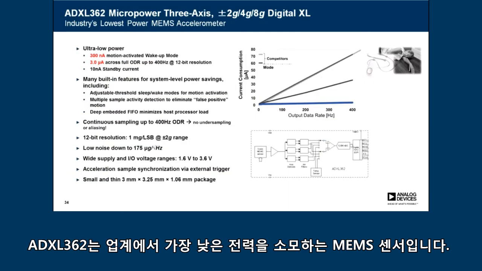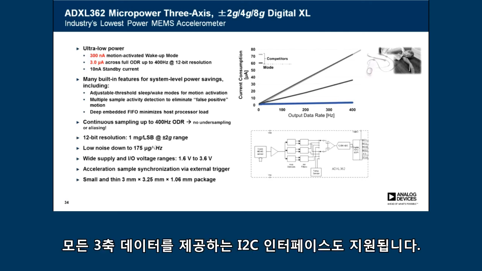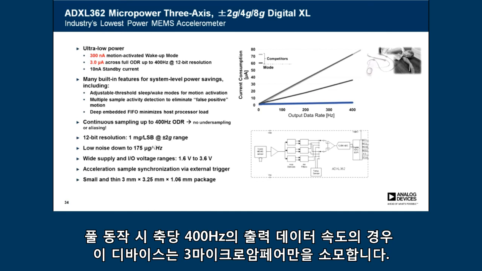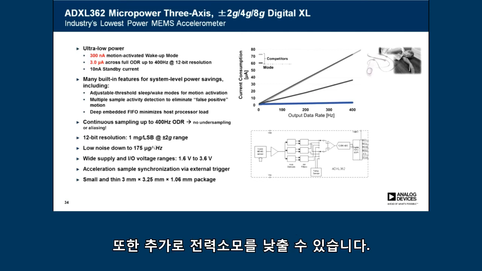The ADXL362 is the lowest power-consuming MEMS sensor in the industry. That device is a 3-axis MEMS sensor with a digital interface, so we have an I2C interface that gives you all the data of 3 axes. Depending on the data output rate per sensor, we can scale the power dissipation of the sensor. In full operation with an output data rate of 400 Hz per axis, this device consumes only 3 microamps. But if you scale that down to, let's say, 100 Hz per axis, the power scales down to 1.5 microamps, so you can have some additional savings.